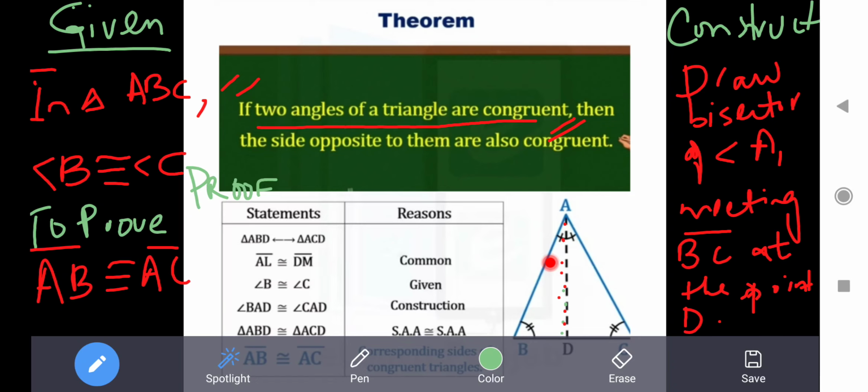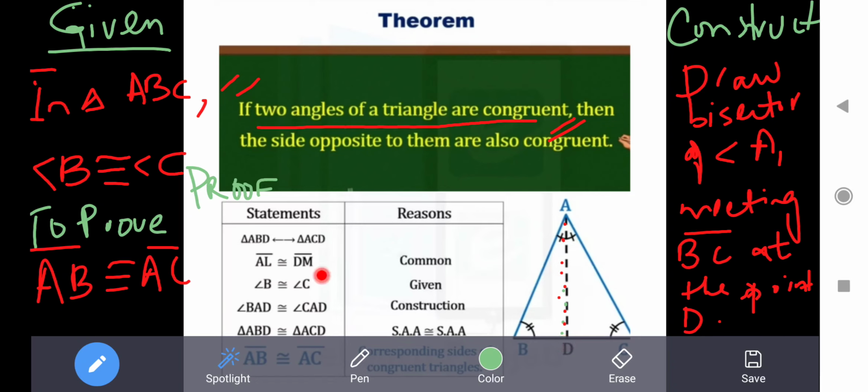One-to-one correspondence means if I take angle B, then I'll take angle C. If I take angle D, then I'll take angle D. If I take angle A, then I'll take angle A of the other triangle. So the first thing is the very easy theorem. AL is congruent to DM. What does it mean? This is AD. This AD is congruent to AD, you can say, or you can say this is AL or DM.